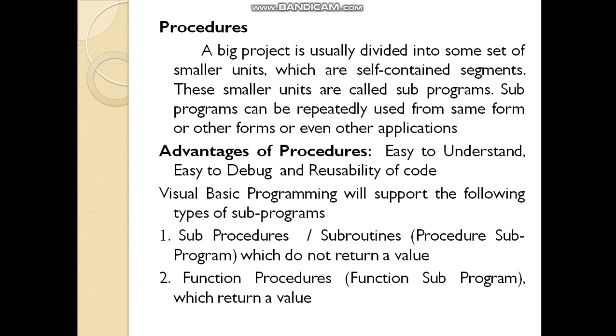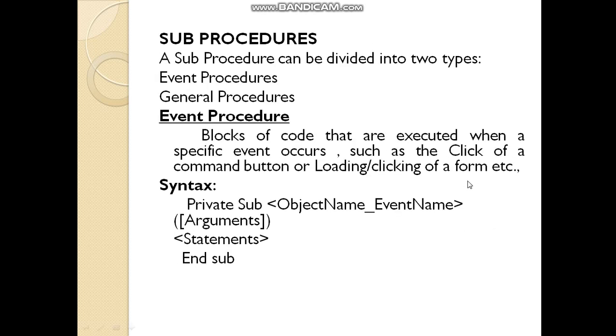Visual Basic supports the following types of subprograms: subprocedures or subroutines, which do not return a value. A procedure or subprocedure does not return a value. The second one is the function procedure, which returns a value. A subprocedure can be divided into two types: event procedures and general procedures.